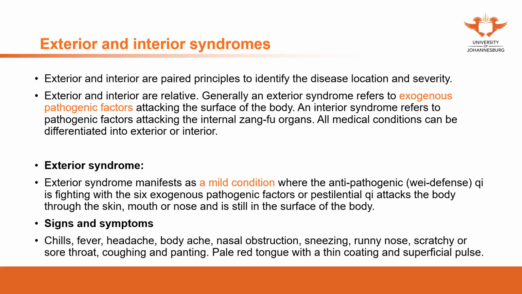The first one is the exterior and interior syndromes. The exterior and interior syndromes are the most common and most important principles to identify the disease location, exterior or interior, and severity, how severe they are. From the definition, we see that the exterior syndrome refers to exogenous pathogenic factors and a mild condition. So when you combine these two sentences, you will see that exterior syndrome manifests as a mild condition. The cause is from exogenous pathogenic factors.